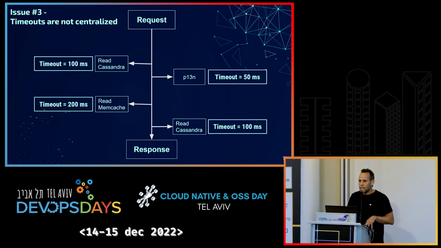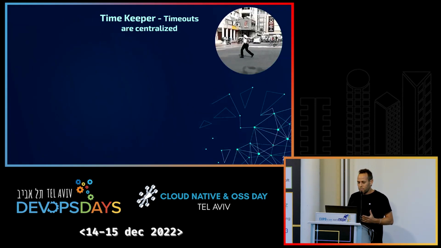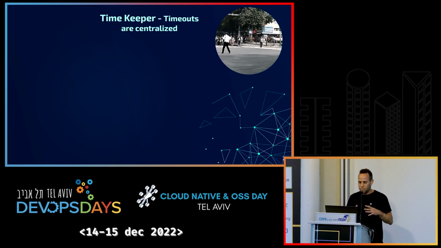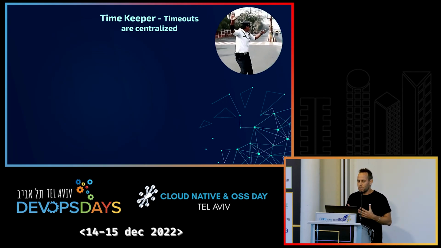The third issue is that timeouts are not centralized, which means they are not all managed in one place. Many developers just write their code, putting in timeouts like a finger in the wind, and we put some timeout. But the fact that we have a mechanism, an infrastructure, the timekeeper, means that all the budgets are centralized and managed in one place.